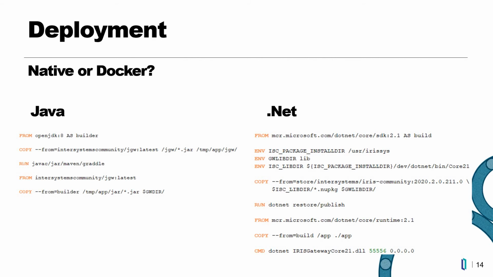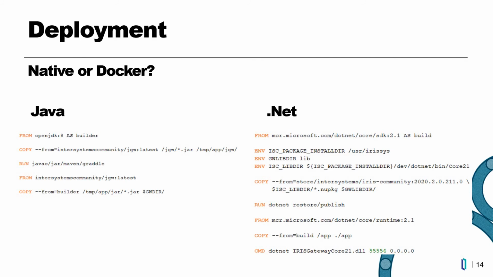So for our Java example, I start with complete OpenJDK as a builder, and copy Java gateway libraries, jar files from the InterSystems community image available on OpenExchange. After that I copy the project and run the Java compiler or use build systems such as Maven and Gradle to produce jars for our library. And after that I'm using a lightweight Java gateway community-based image, and just copy into it the compiled jar files.